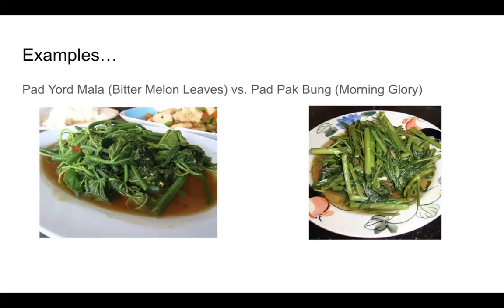For example, we have these two vegetables here. We have bitter melon leaves versus morning glory. If you look at the colors, they are both green. The soups are both dark colored. If you look at the texture, they're both leafy. They have soft stems, and the soups are watery. So you can see how it's difficult for models to differentiate, and it's a challenging problem for us to solve.